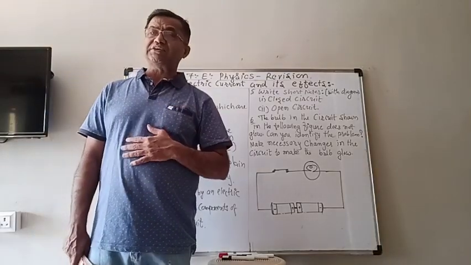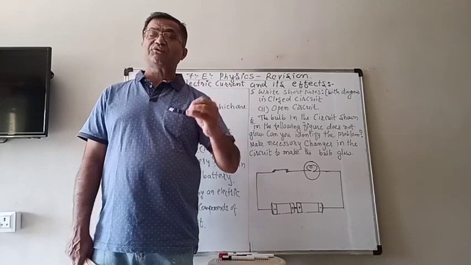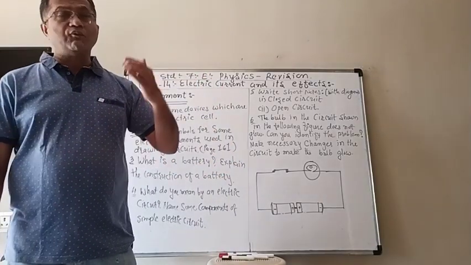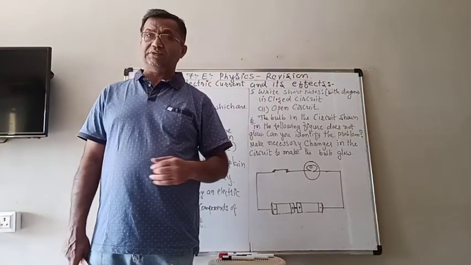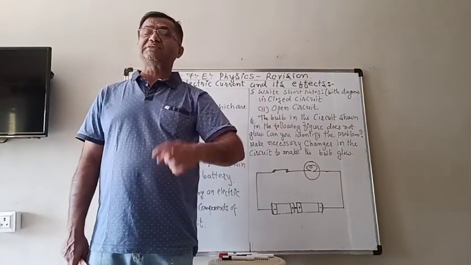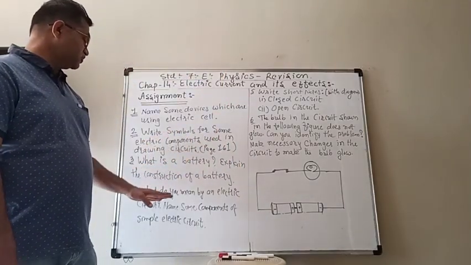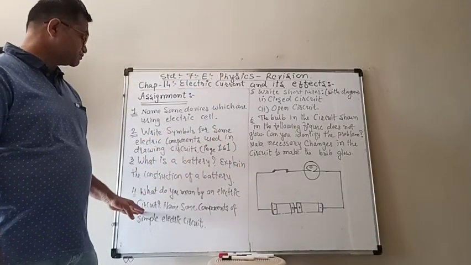Actually, what is the circuit? The path for electric current to flow from one point to the other point. That path is known as the electric circuit. That is also a question here.